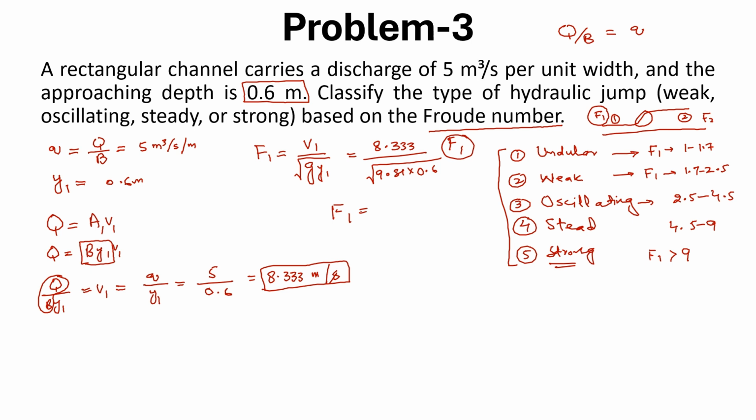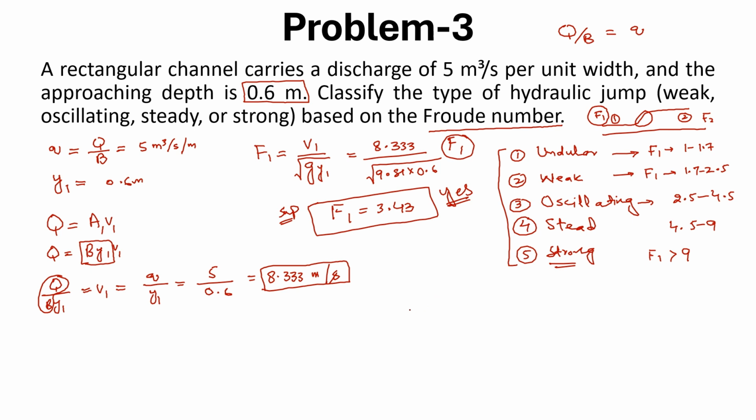We will compare this value of Froude number with the ranges listed for the classification of the hydraulic jump. So the value of Froude number comes to be 3.43. So the first confirmation is that hydraulic jump will be formed. Yes, hydraulic jump will be formed because there are chances for the creation of hydraulic jump, because the Froude number at section 1 is greater than 1, so the flow is supercritical.